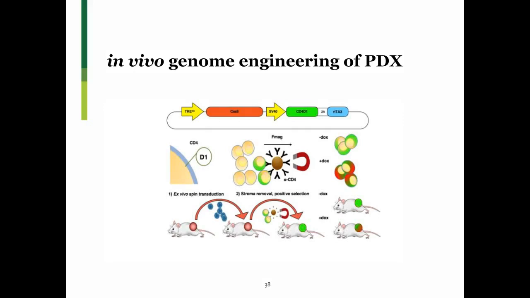Basically, initially, we start with a PDX. We infect with a lentivirus shown in blue, and then after the next passage, we do an immunomagnetic sorting. And then in the absence of dox, you don't get expression of Cas9, but in the presence of dox, you get expression. So this allows us to have inducible genome editing in PDX.